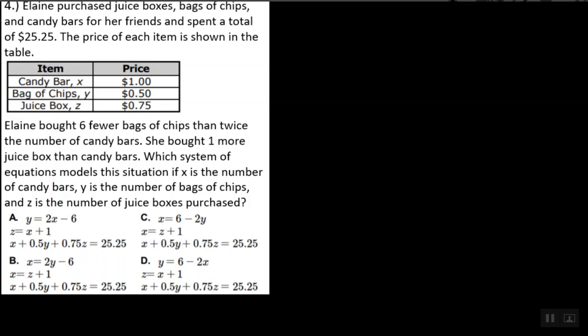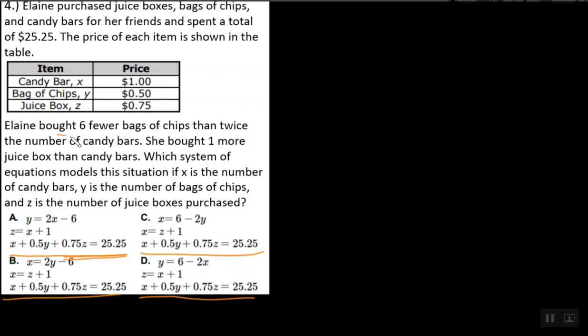Firstly, let's take a look at these last numbers. We have x plus 0.5y plus 0.75z equals 25.25. Here we have the same thing. Here we have the same thing. And here we have essentially the same thing. So they're not going to allow us to cancel these out using the easy value equation. So let's talk about this.